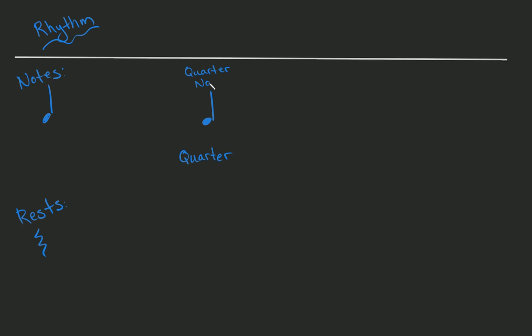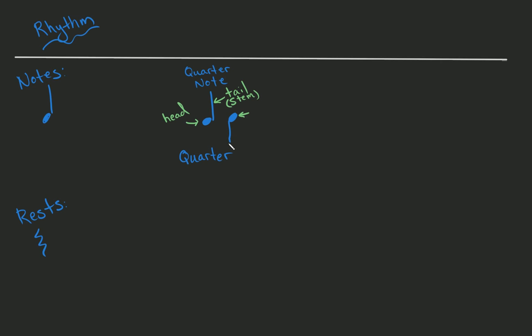Now, it can be written like this. This is really common. Or it can be written like this with the head up and the tail down. Now, really quick, notes usually have two parts. This is called the head of the note. This is called the tail of the note, or the stem. Stem is probably better than tail, actually. Okay, so tail or stem.